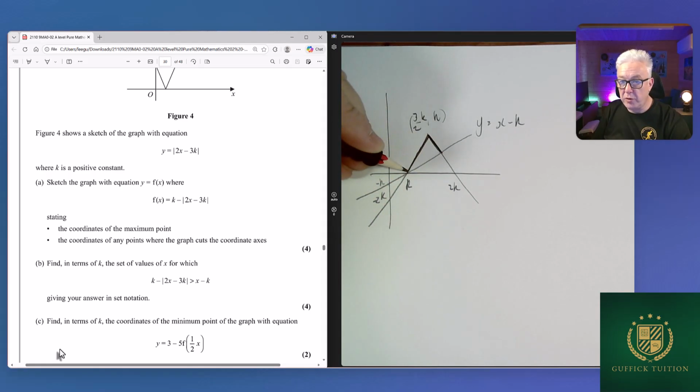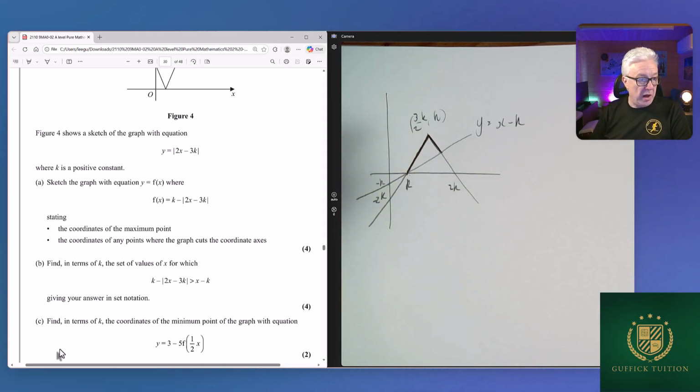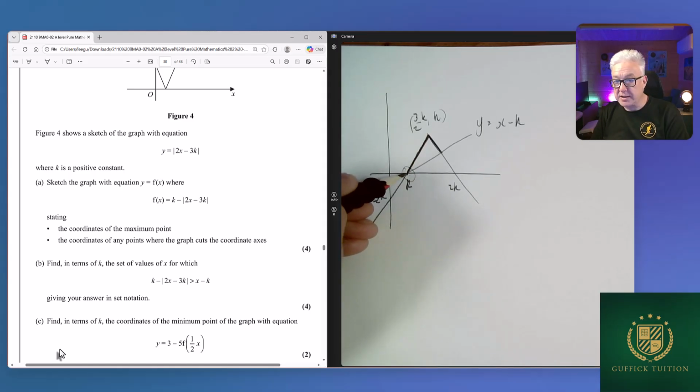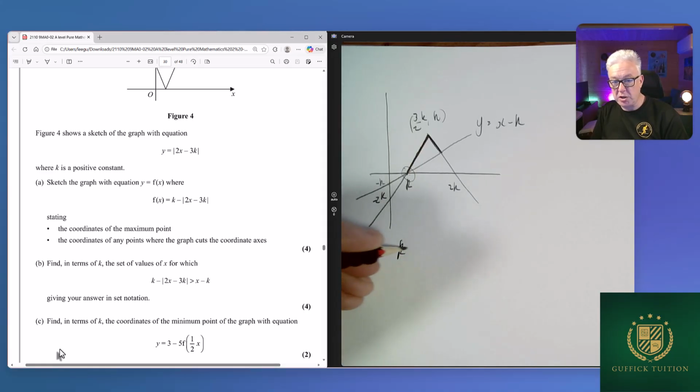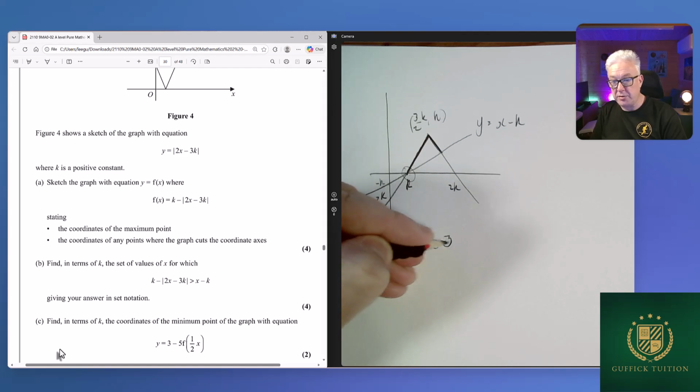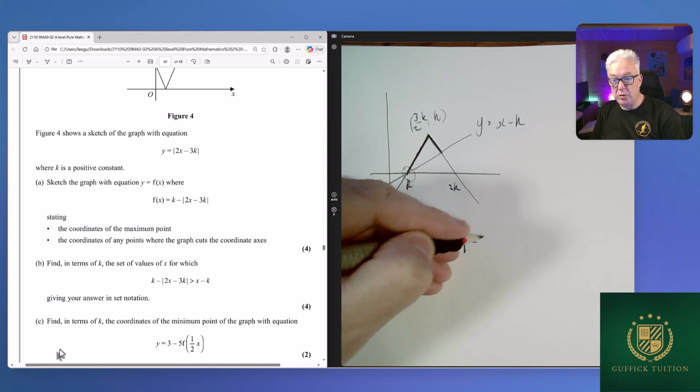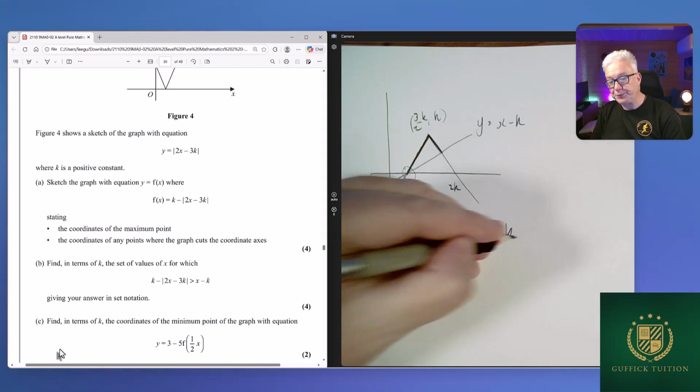So we're looking for the range of values in between here and here. Well, one of them we can see straight away is k. Just from the graph, we can see that that one there is k. But we need to find out where the other one is. So let's write down our equation. K minus the modulus of 2x minus 3k is equal to x minus k.